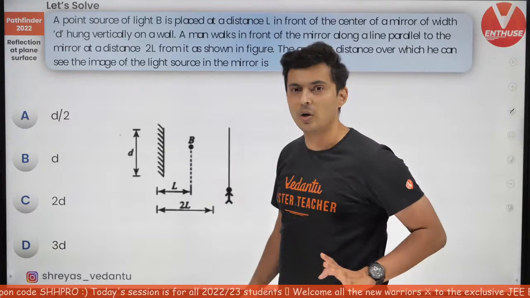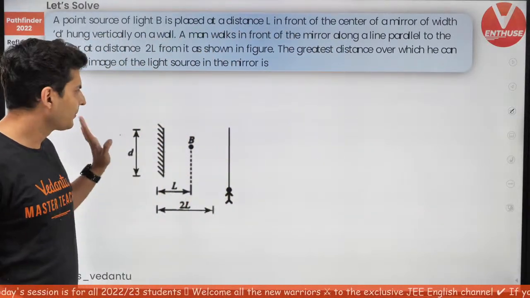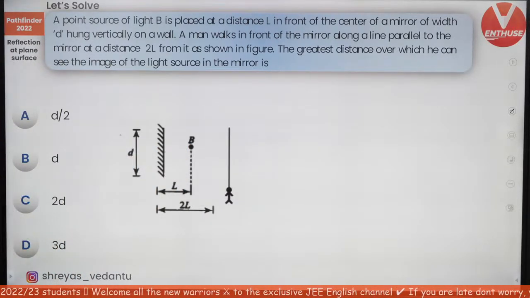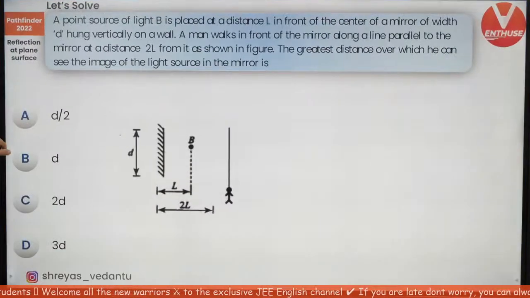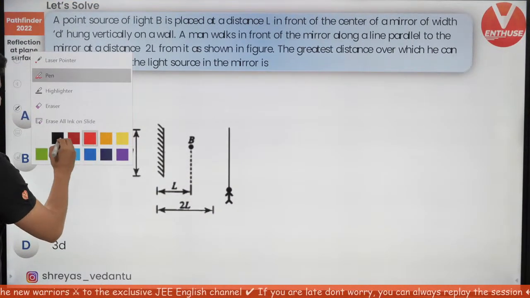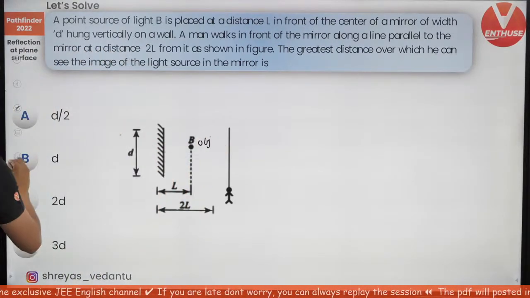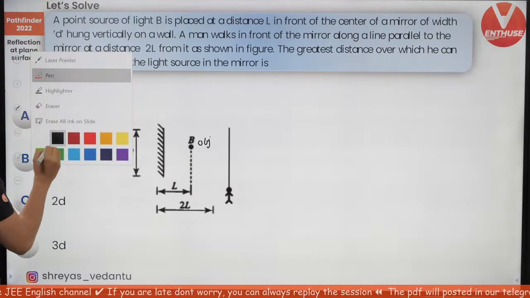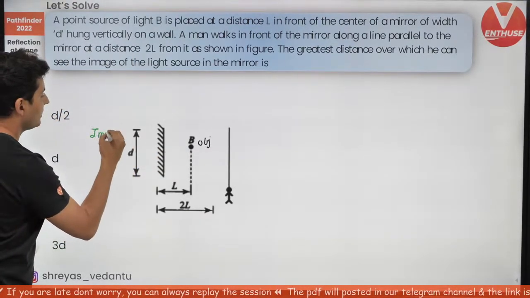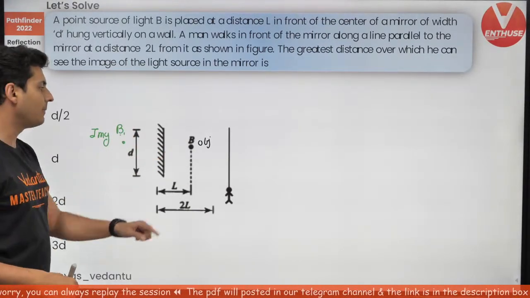For all these kinds of questions, or minimum size of the mirror questions, always forget the mirror. Always draw the image of the object, and solve the problem as if the mirror is not there. So this is the object. Let me draw the image first. It will be right behind. So this will be the image. I will call it B1, the object, and this is the image.